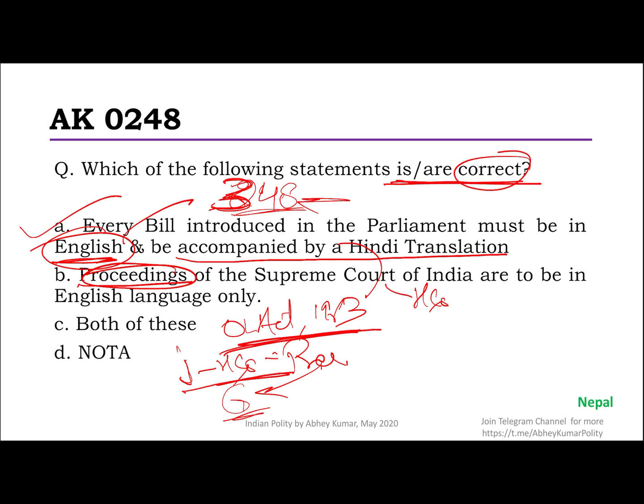You should also know that since last year, that is 2019, the judgments of the Supreme Court are now translated into 9 vernacular languages.